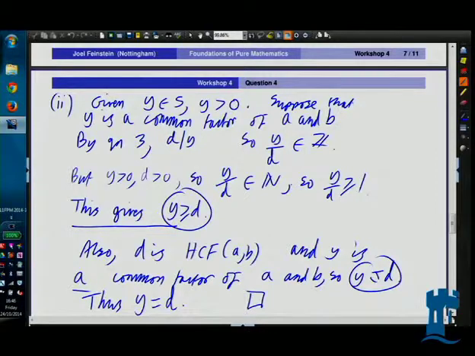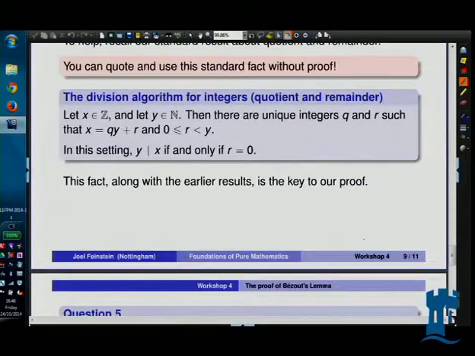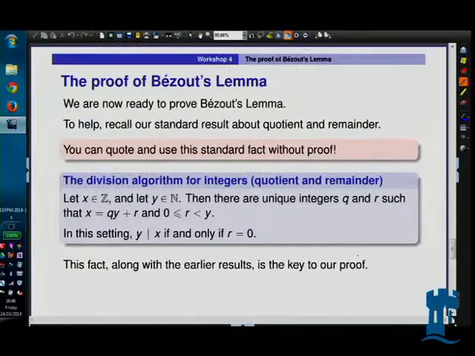So if you manage to find any common divisor of A and B in S that's positive, then it's D. But we haven't yet shown there is one. So the last bit involves proving that the minimum positive element of S is a common divisor of A and B, and that will finish the whole thing.